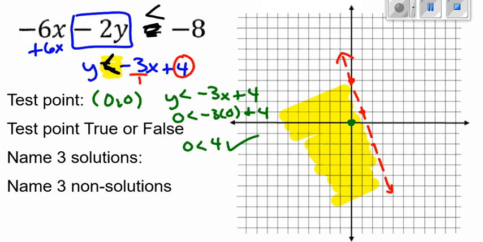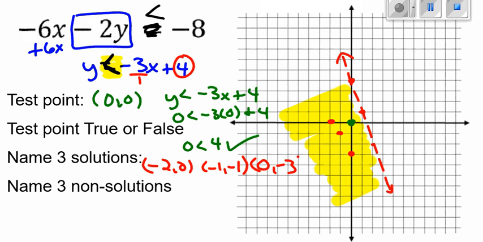Okay, so the last part of my problem says, name 3 solutions. So I can pick any 3 points that are in the shaded area. So I'm just going to pick 3 random ones. Negative 2, 0. I can pick negative 1, negative 1. And I could pick, let's pick this guy right here, 0, negative 3.